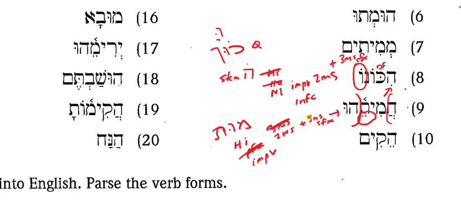Now let's think about what mut means in this form. What does mut mean in the qal stem? To die. Okay, it's intransitive. There's no direct object. He died. Kaput. End of story, right? No direct object. In the hiphil, it makes that verb transitive. To cause someone to die means to do what? To kill. Exactly. And here, I would expect a direct object.